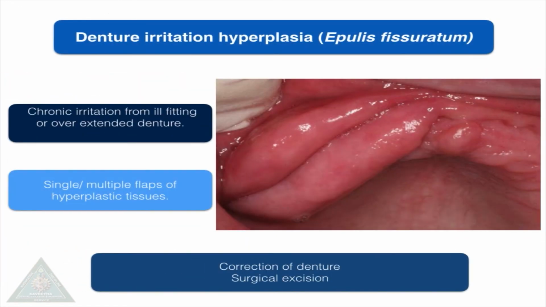Denture irritation hyperplasia or epulis fissuratum is a benign hyperplasia of fibrous connective tissue. It develops as a reactive lesion to chronic mechanical irritation produced by the flange of a poorly fitting or an overextended denture. It is usually seen as single or multiple flaps of hyperplastic tissue. Treatment procedures include correction of the denture or surgical excision of the hyperplastic tissue.